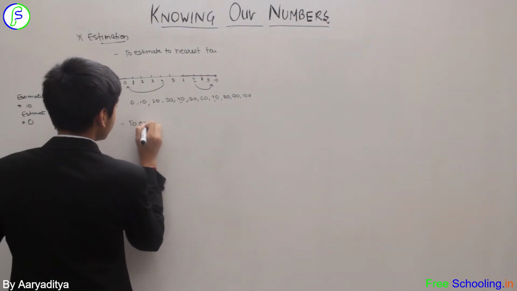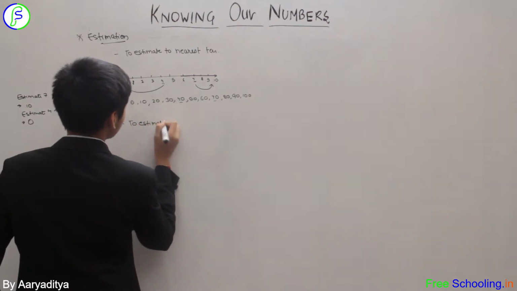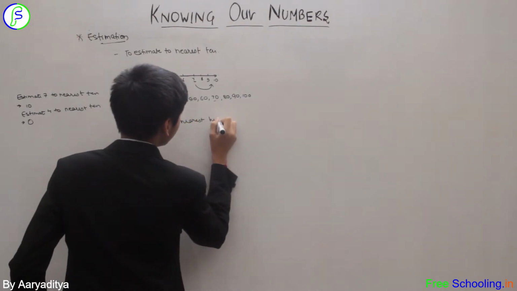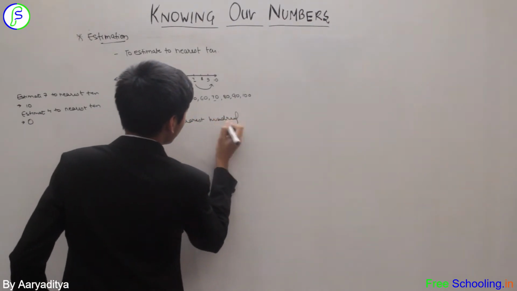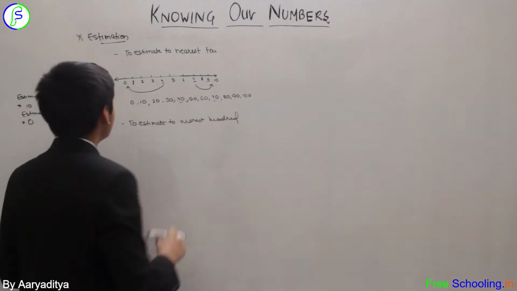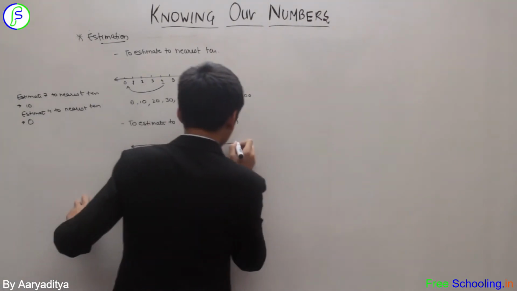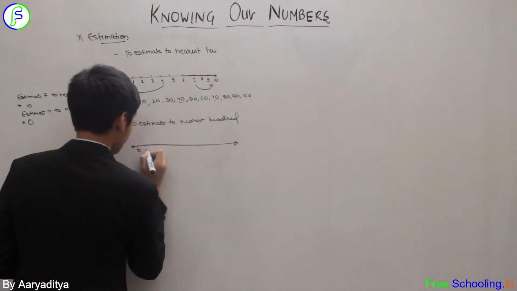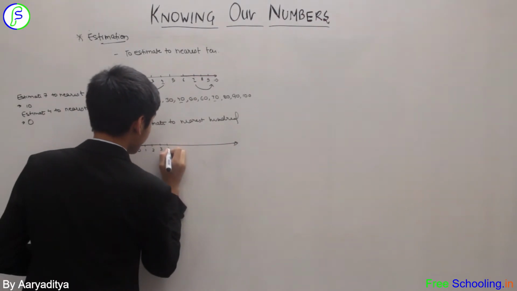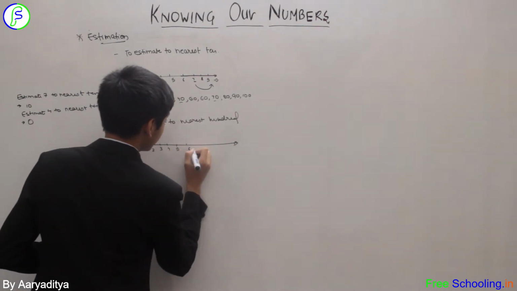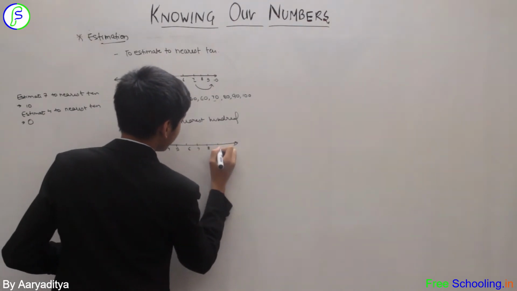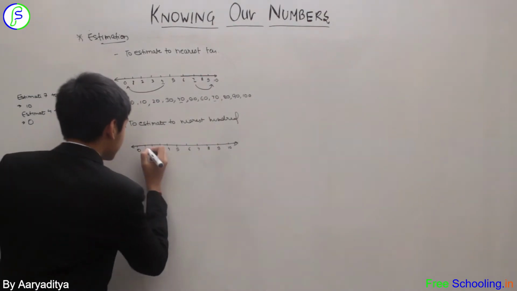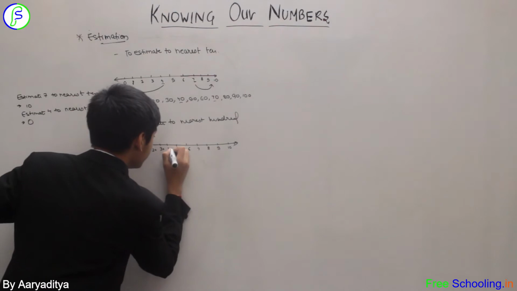To estimate to the nearest 100. Okay, let me make a number line again. 0, 1, 2, 3, 4, 5, 6, 7, 8, 9, 10. But as we are going up to 100, we would just add a 0 to each digit.